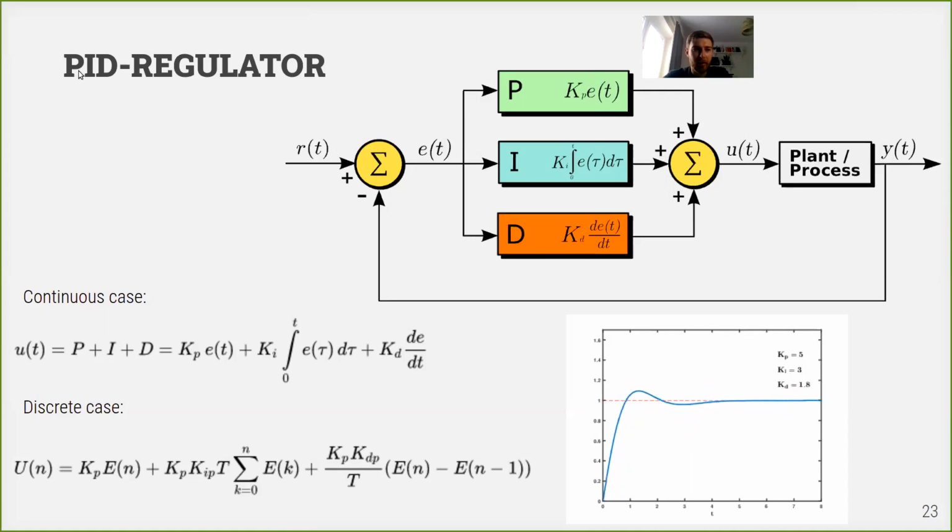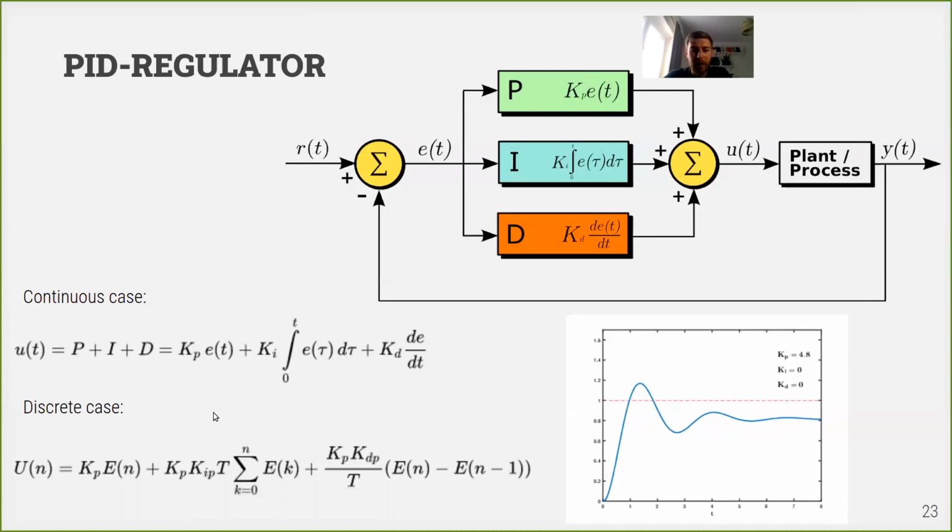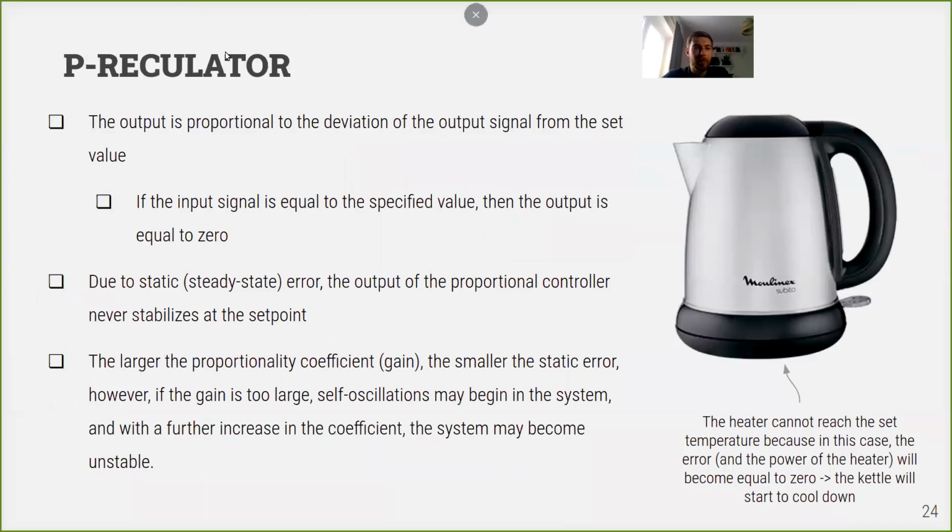PID-regulator stands for proportional integral derivative regulator. There are some formal equations for a continuous case and for a discrete case. For us, it doesn't matter right now. So we will start discussing the PID-regulator from the proportional component. This component is proportional to error, and you can see that we just multiply our error by some coefficient, Kp. So this is called a P-regulator.